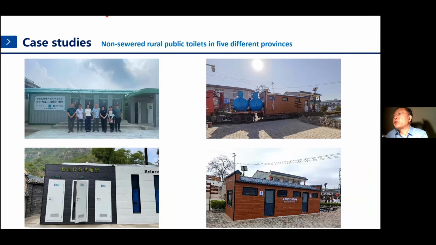And we also work together with the BM Gas Foundation and Chinese developers. You can see here a non-sewer public toilet constructed with different technologies. We are now testing this non-sewerage rural public toilet in 5 different provinces: Beijing, Gansu, Sichuan, Hebei, Liaoning, and so on. Yeah, we're still under testing.